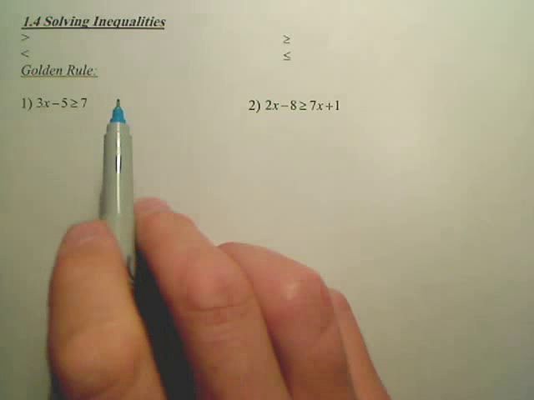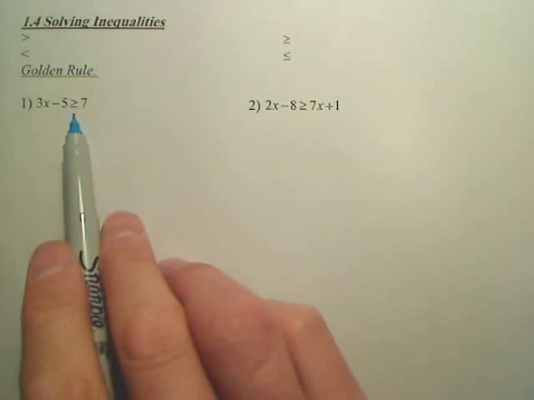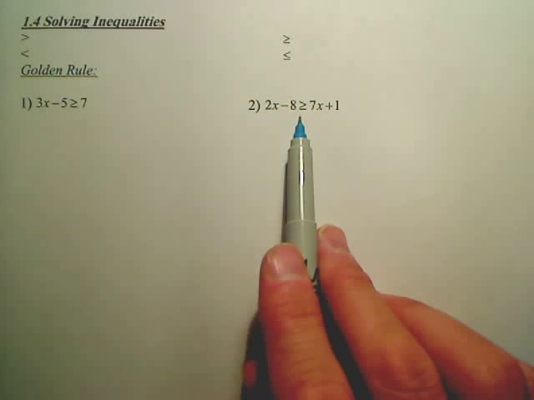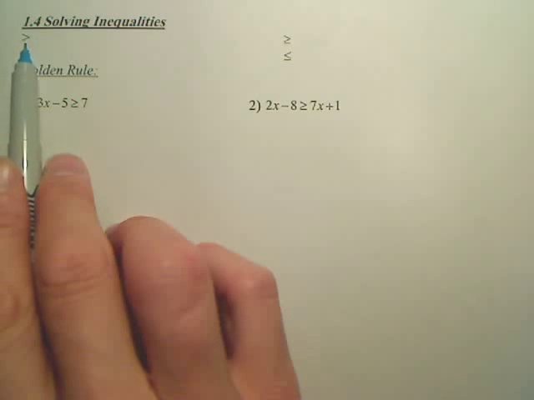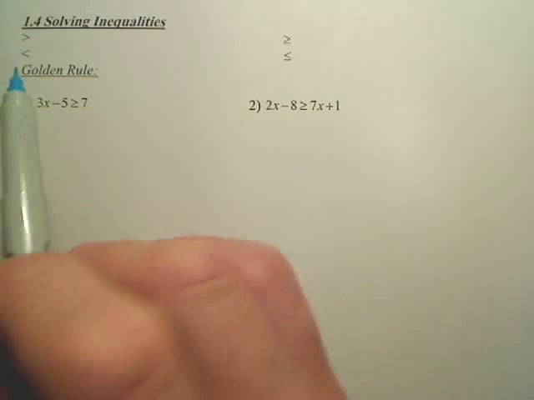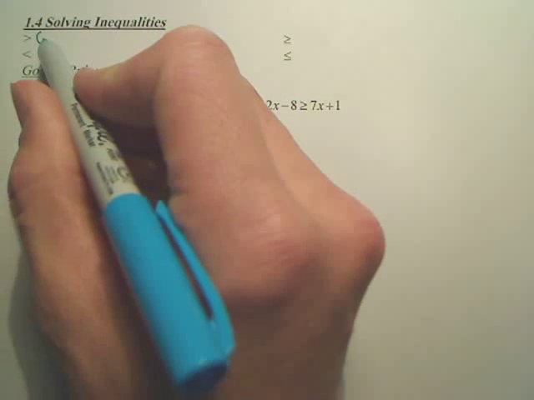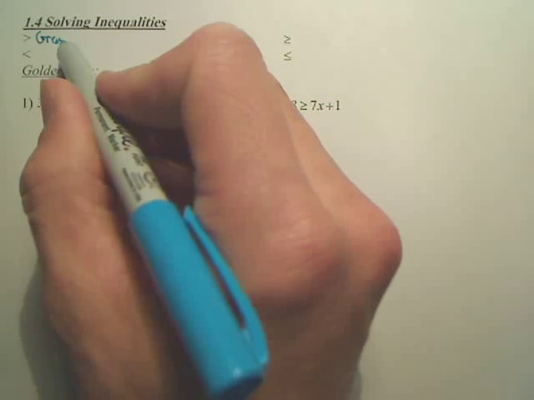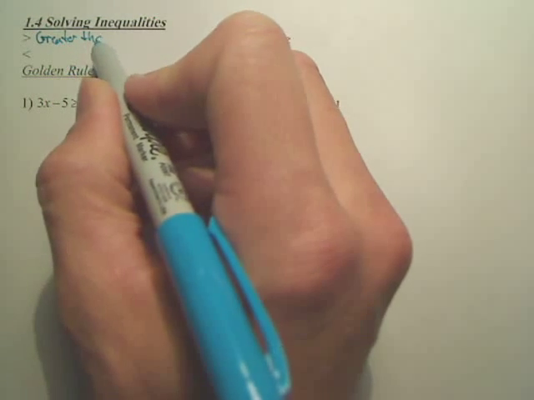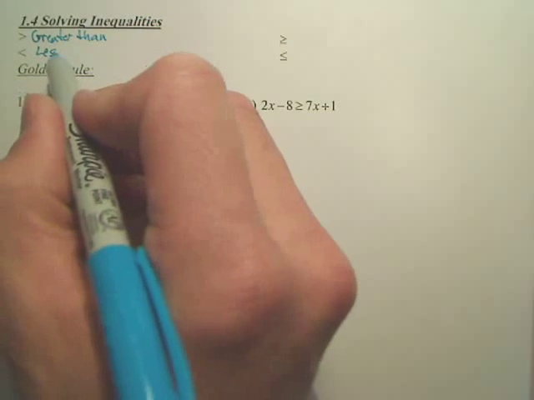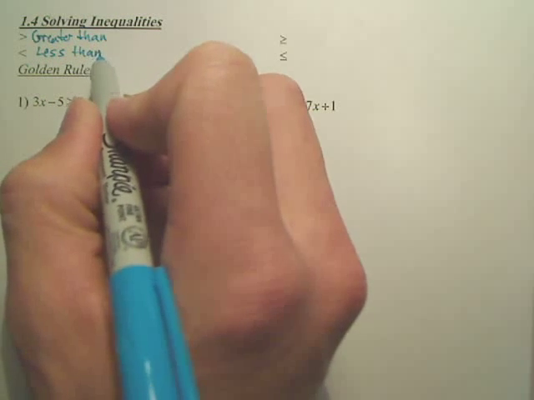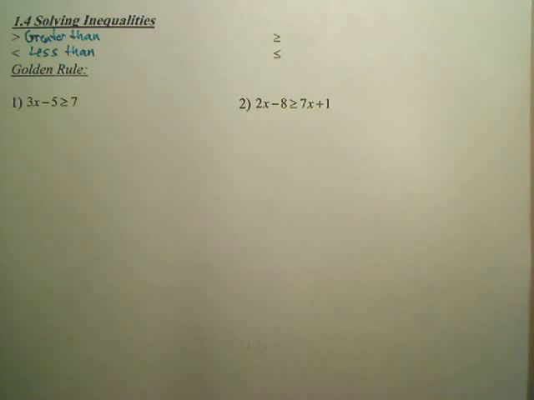Solving inequalities. Inequalities have these signs. Equations have equal signs. That sign is called greater than. And what's the one underneath it? Less than. So, the ones next to it.